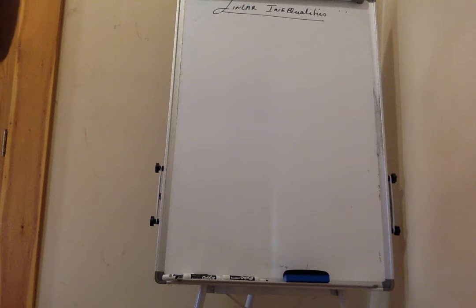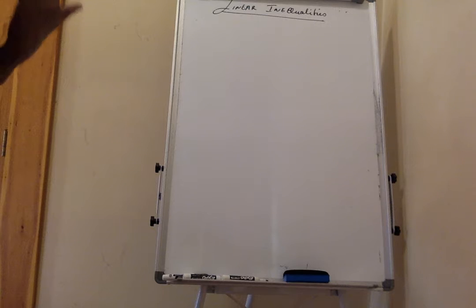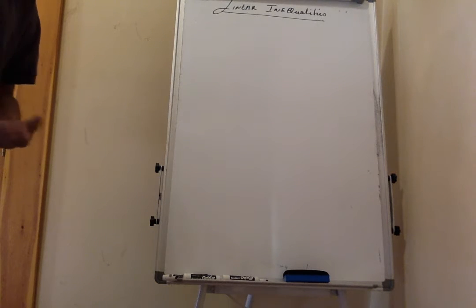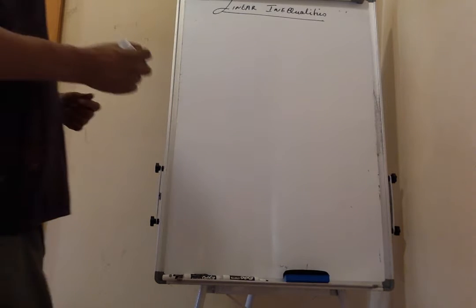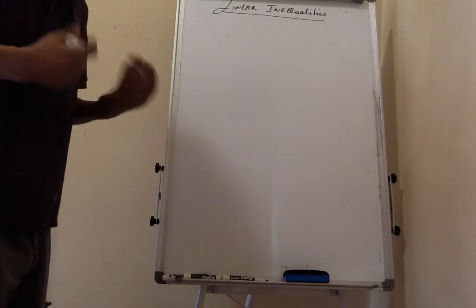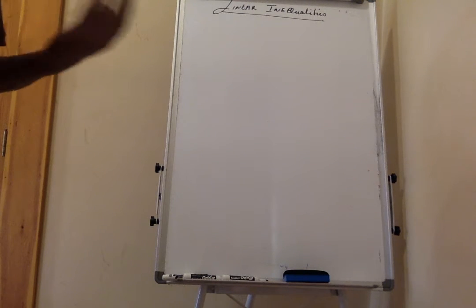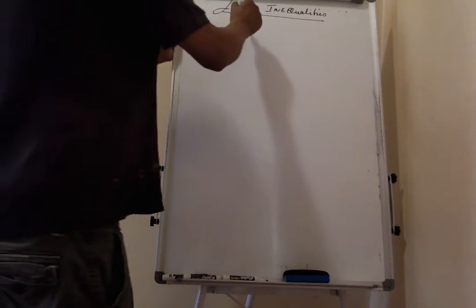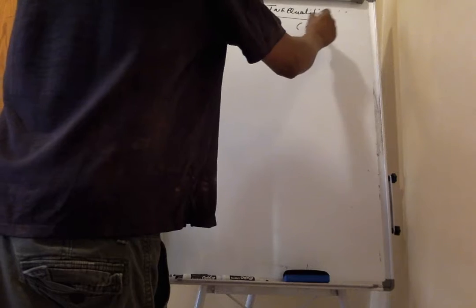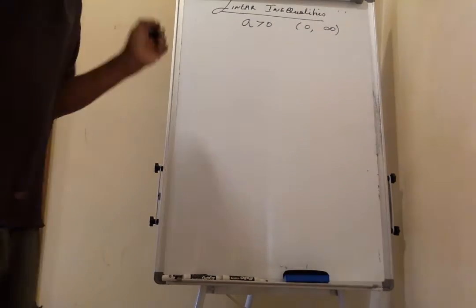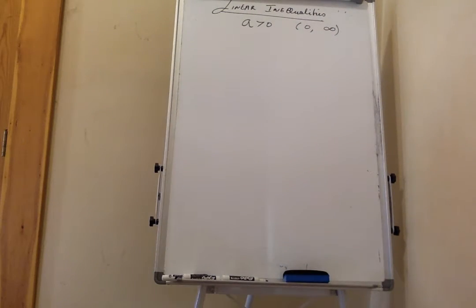Hi. In this section, we're going to talk about linear inequalities, not only that, but also absolute value inequalities also. So, mind you, in linear inequalities, we don't have one solution, we have a bunch of solutions. So, if I say a is greater than 0, you know all values of 0 to infinity. Okay?